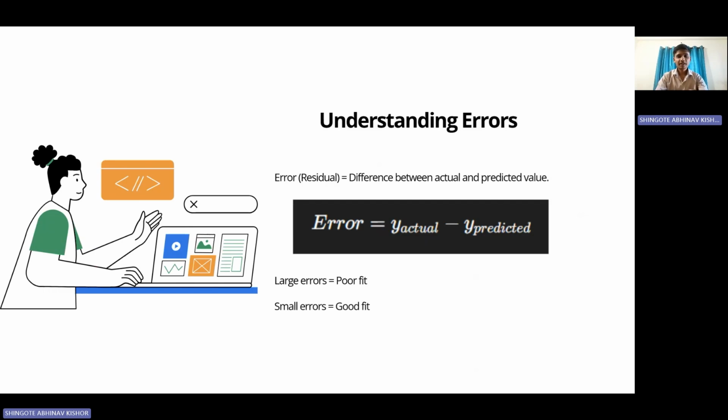Next slide, understanding errors. The difference between the actual and predicted value is called the error or residual. Mathematically, the error is equal to y actual minus y predicted. If our model predicts very well, this error will be very small. If the prediction is poor, the error will be large. So our target is to reduce this error as much as possible.